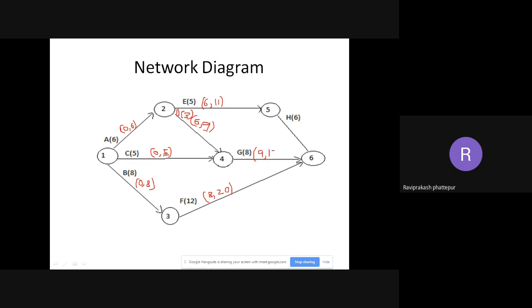So 17, this is 17. 9 comma 17. So now H is remaining. H again, only one is there. So after E, H will start. E will end at 11, so H will start at 11. 11 comma 11 plus 6. Duration is 6. 11 plus 6 is 17.